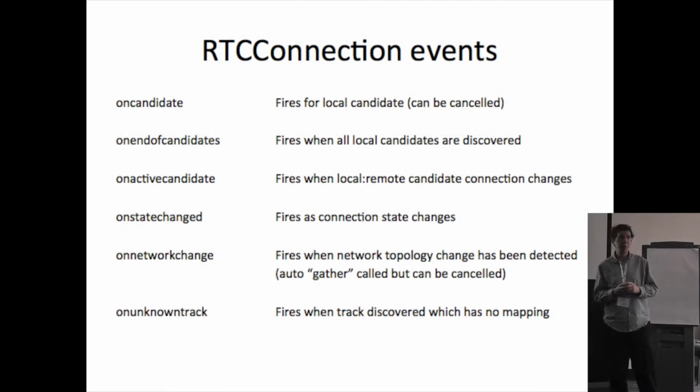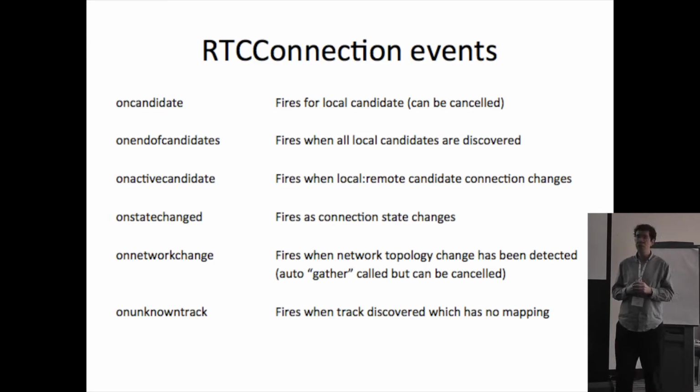Next, we have some events, and keep in mind that this is an ongoing work in progress. On candidate fires when you have discovered a local candidate, and the candidate says we've exhausted all the local and relay candidates discovery at that moment in time. On active candidate is if, as ICE negotiates, it might start off on a non-optimal route and then switch to a more optimal route. So you can always know which local and remote candidate pairing is going on at any moment in time, and that event will fire telling you what's going on.